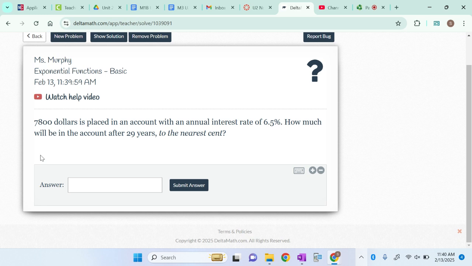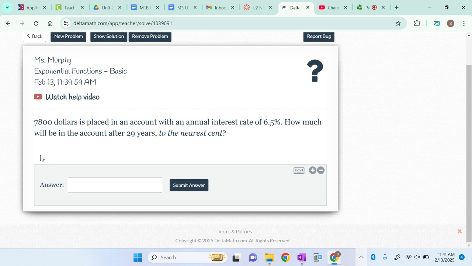Decay problems. So just to review from yesterday, the formula for exponential growth is y equals a times 1 plus r raised to the t power. Decay is y equals a times 1 minus r raised to the t power. So basically, they're the exact same formula, except one has a plus, one has a minus. That's the only difference. Now, remember, your a is always your starting value. Your r is your rate of increase or decrease. And your t is the amount of time.